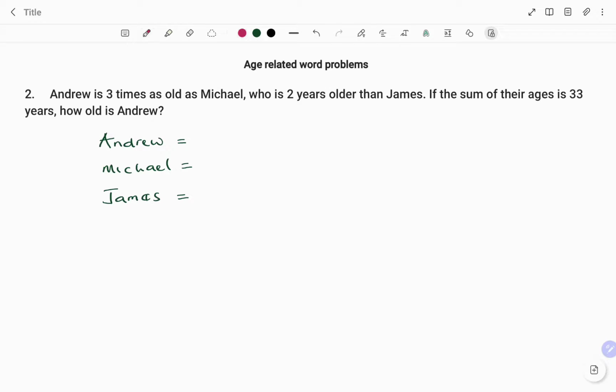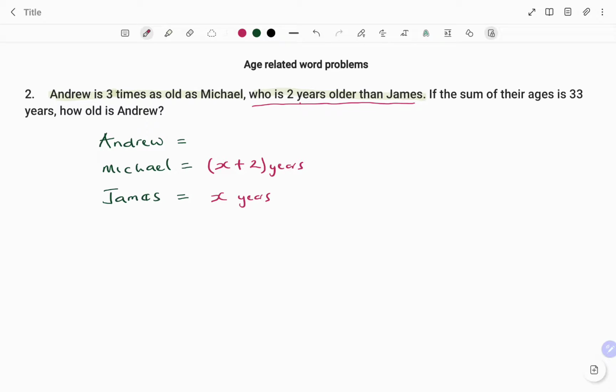If we go back to the question, I have Andrew is 3 times as old as Michael. The question is, how old is Michael? Michael, who is 2 years older than James. So, starting with James, if James is X years old, Michael, we've been told, is 2 years older than James. So that means Michael will be X plus 2 years. That's 2 years older than James.